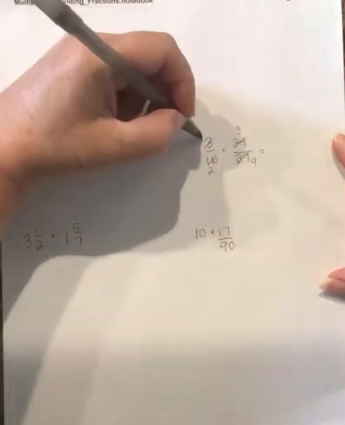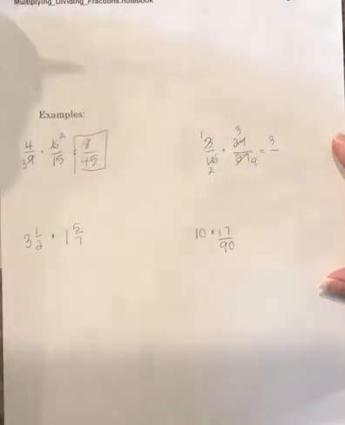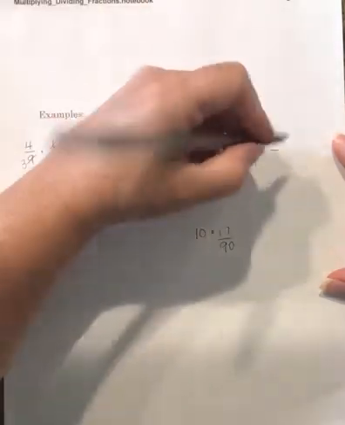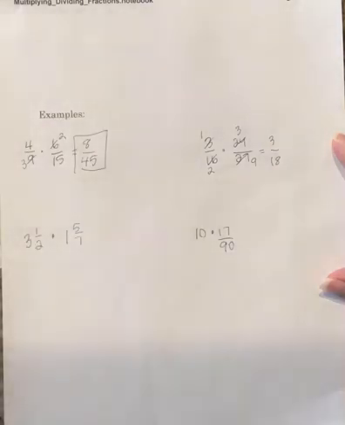Then I'm going to multiply. 1 times 3 is 3. 2 times 9 is 18. And then I'm going to go, that's actually not in lowest terms.